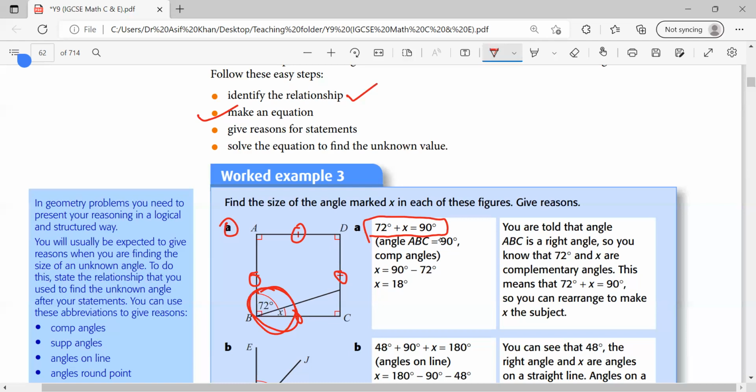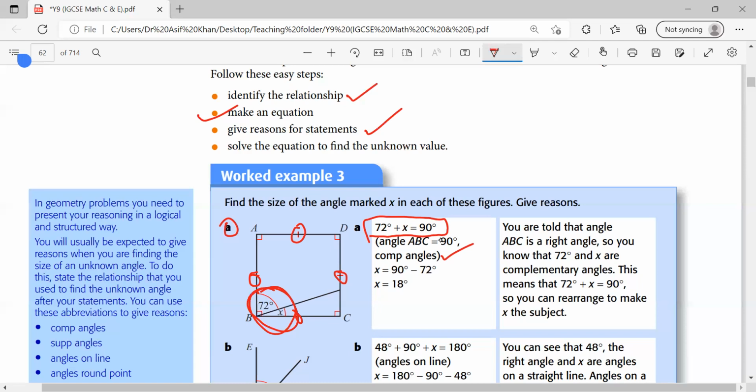Then give the reason. The reason is angle ABC is equal to 90 degrees. This total is 90 degrees. And why is it 90 degrees? Because this one is a complementary angle. In short form, we write COMP. This is complementary angles.